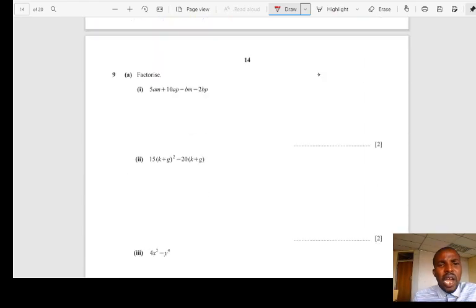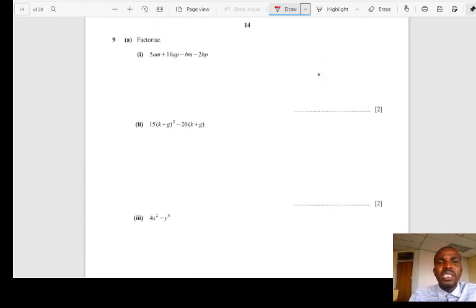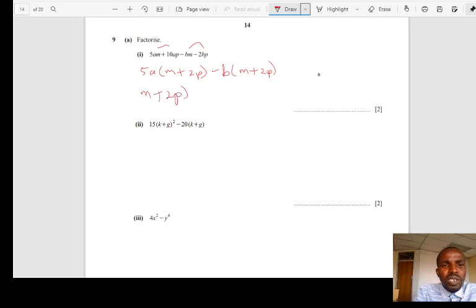Question number 9. Factorize this one. There are 4 values, so just take 2, this and this, then this and this. You factor out 5a here, then you'll be left with m plus 2p. Here factor out minus b, m plus 2p. Then it will be m plus 2p, then 5a minus b. Done. That will be your answer.